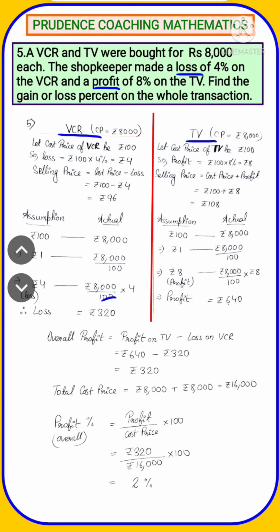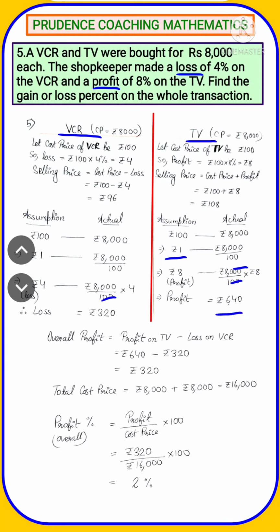Now we will just compare the assumptions with the actual value. So we have assumed the cost price to be rupees 100, which is given to be rupees 8,000 in the question. So we have written rupees 100 equals rupees 8,000. Now we will find out the value of 1 unit, that is rupees 1 will be equal to 8,000 divided by 100. But we need to find out profit, that is rupees 8. So rupees 8 will be 8,000 divided by 100, that is the value of 1, into 8. Now you can see these two zeros and these two zeros will be cancelled. So you will be left with 80 into 8, that is 640 rupees.